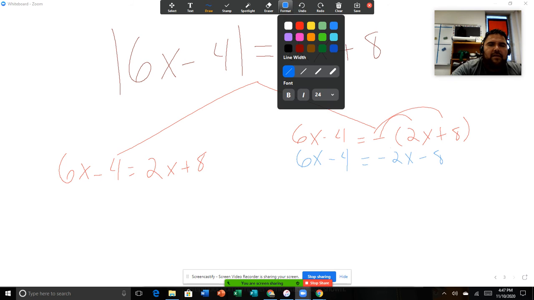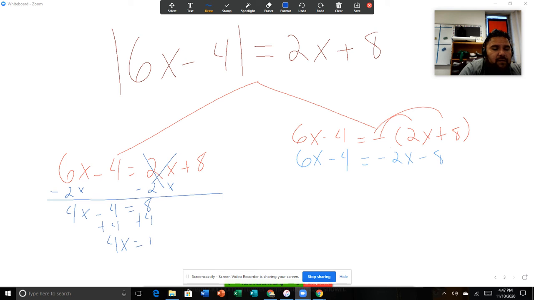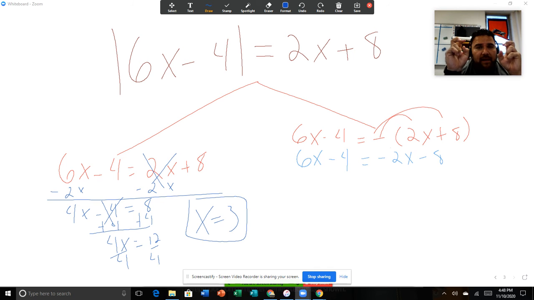Let's start solving for x. Okay, minus 2x minus 2x. Okay, that gives me 4x minus 4 equals 8. Add 4 to both sides. We get 4x equals 12. Divide by 4, x equals 3. All right, x equals 3. Now, that's a possible solution. That's not my solution yet. I got to go back and check and see if it works.